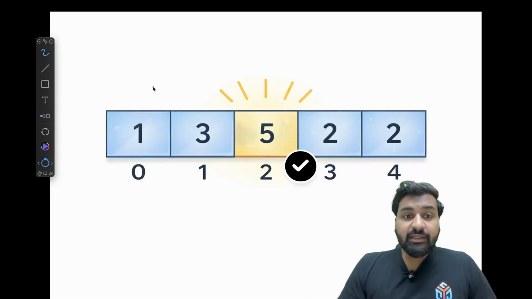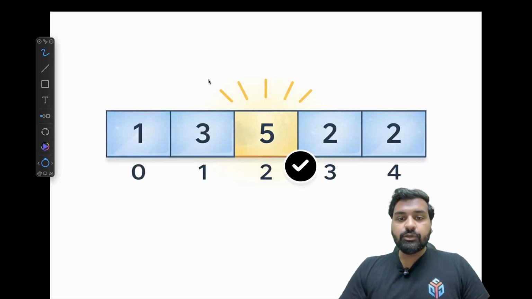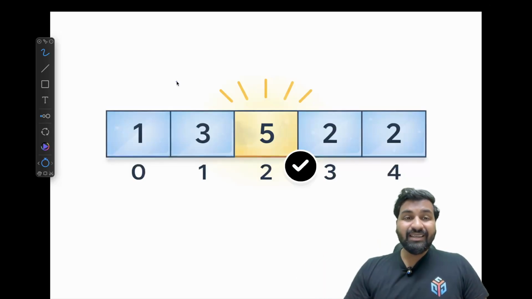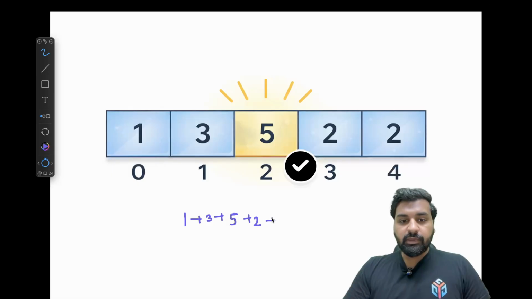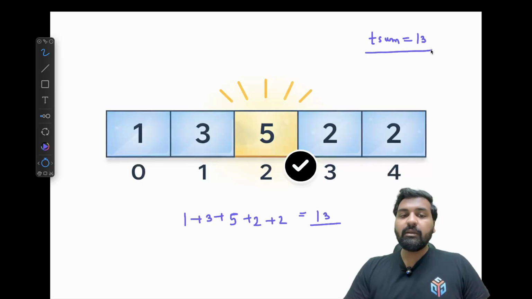And now let's understand the efficient approach. Okay, so let's think about it. First of all, let's say we have the sum of all the elements. Let's say 1 plus 3 plus 5 plus 2 plus 2. What is the sum of all these? I think 30, right? This is the total sum of the array. Okay, which is 30.